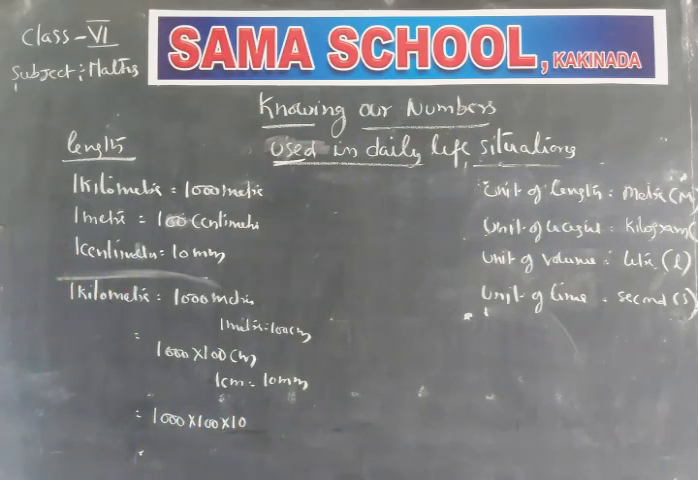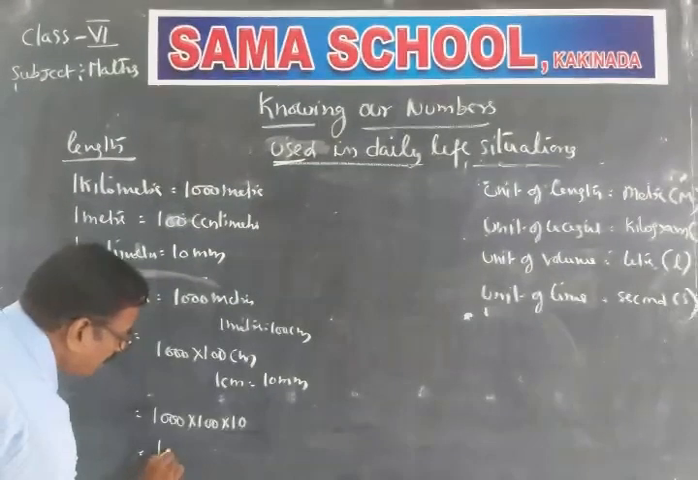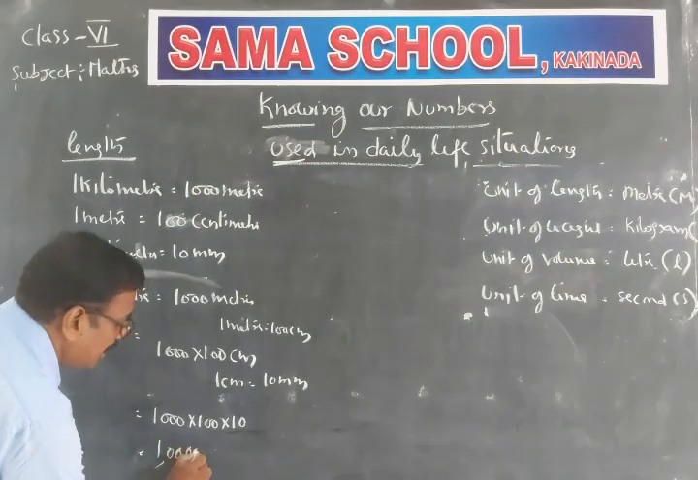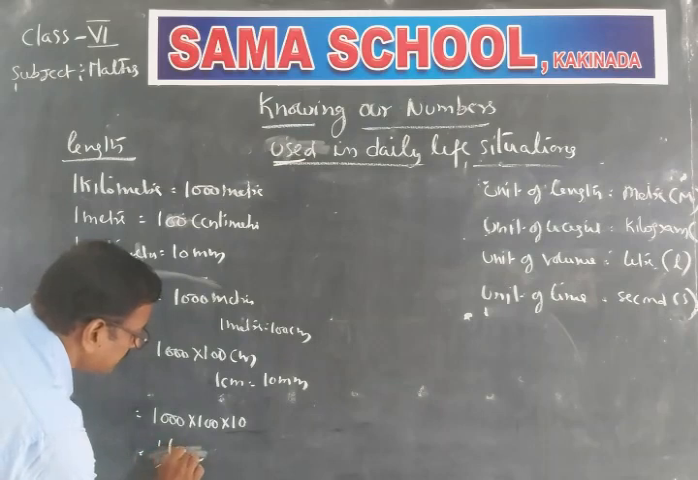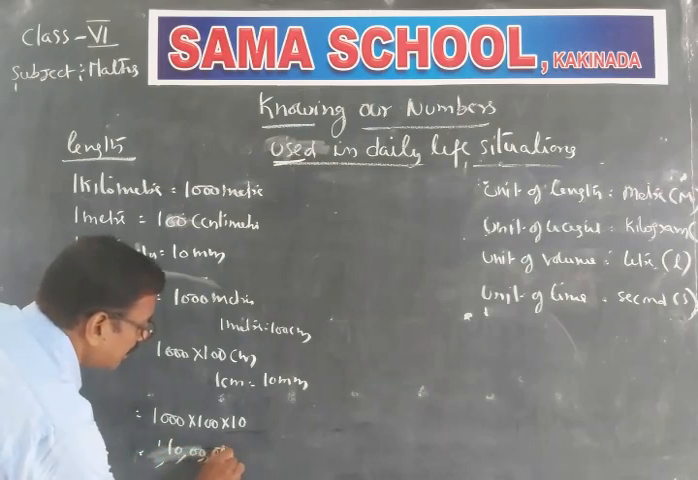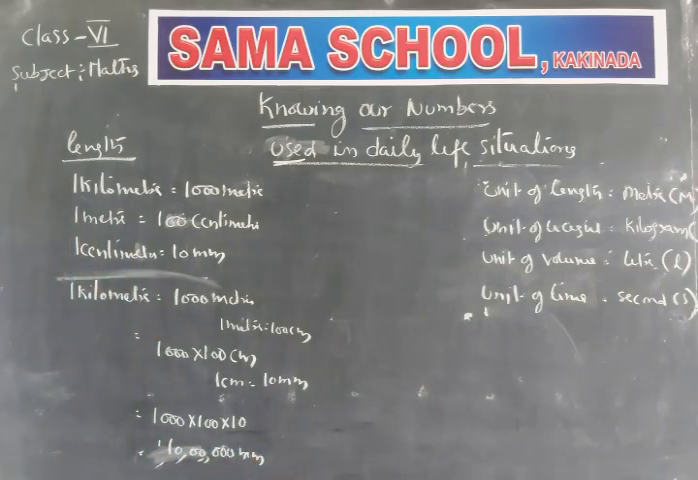That is 1 followed by how many zeros? 6 zeros. That is 10 lakh. 10 lakh millimeters. This is the measurement of length. 1 kilometer is 10 lakh millimeters.